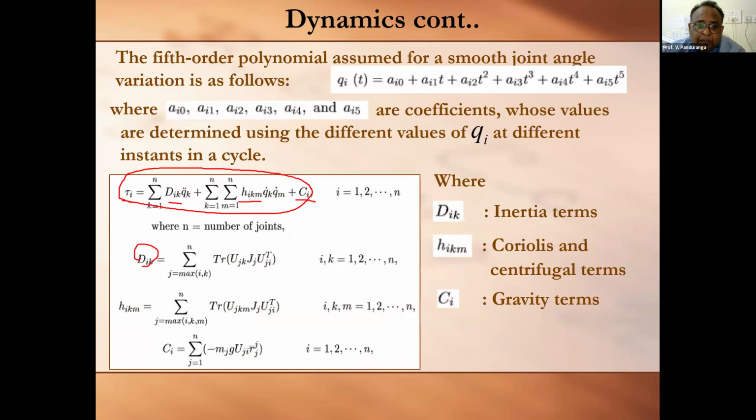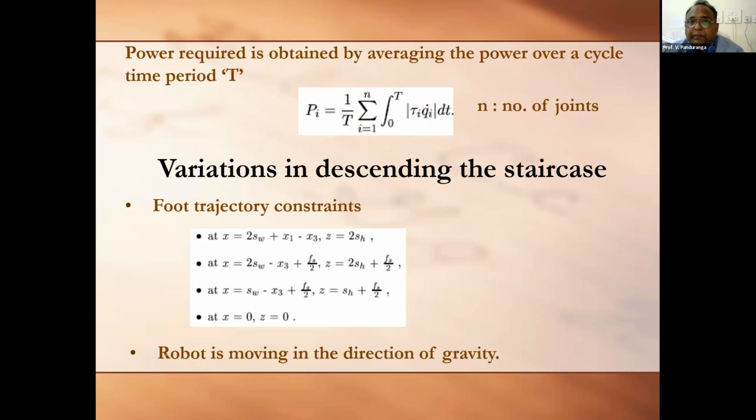With this we will be able to derive the equation of motion, and then we calculate the actual power required in order to drive this robot in one complete cycle. With this ends the mathematical formulation for the biped robot while ascending the stairs.